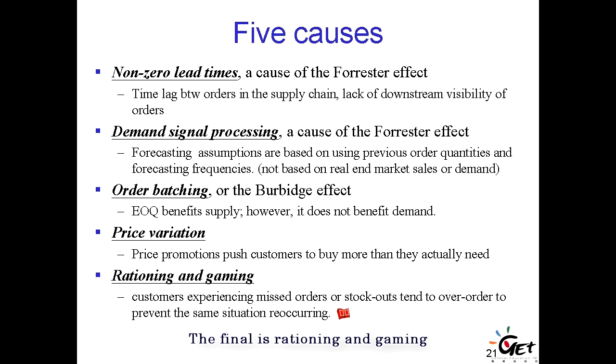The final one is rationing and gaming. Okay. Some customers place an order with their suppliers. However, because so many customers place orders, this customer cannot get the amount that this customer needs. Right? Maybe this customer orders, say, 100 units, but because of the competition among different customers, this customer only got, say, 80 units, right, instead of 100 units. Actually, this customer needs 100 units, right, 20 units short.